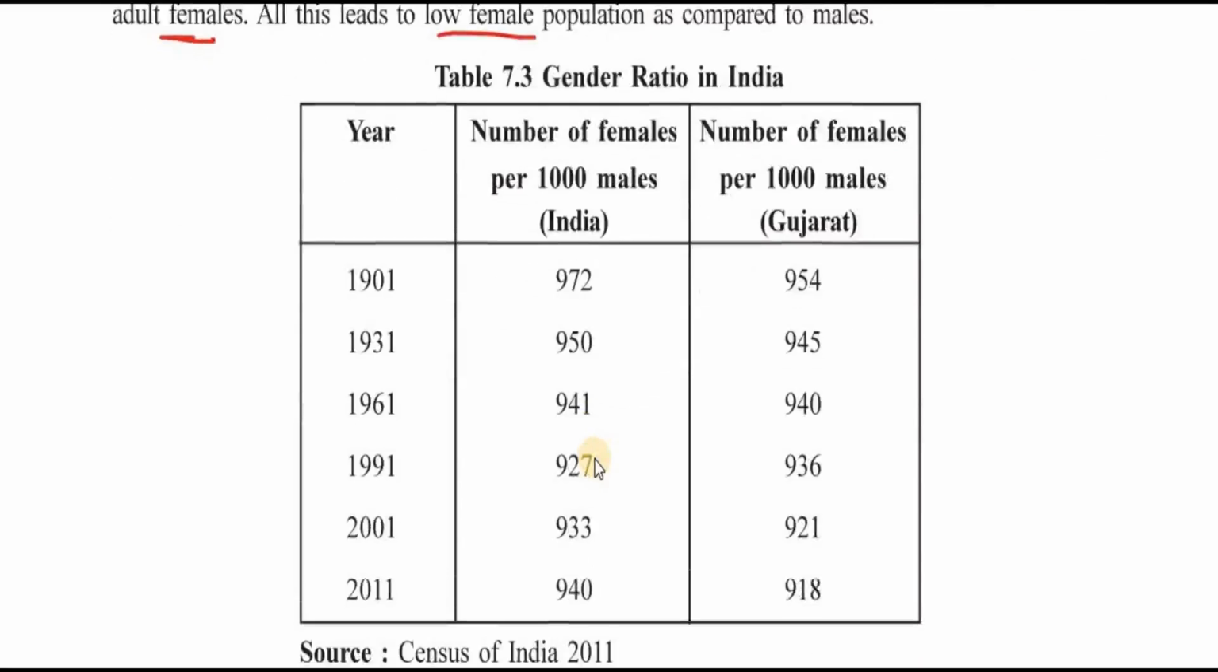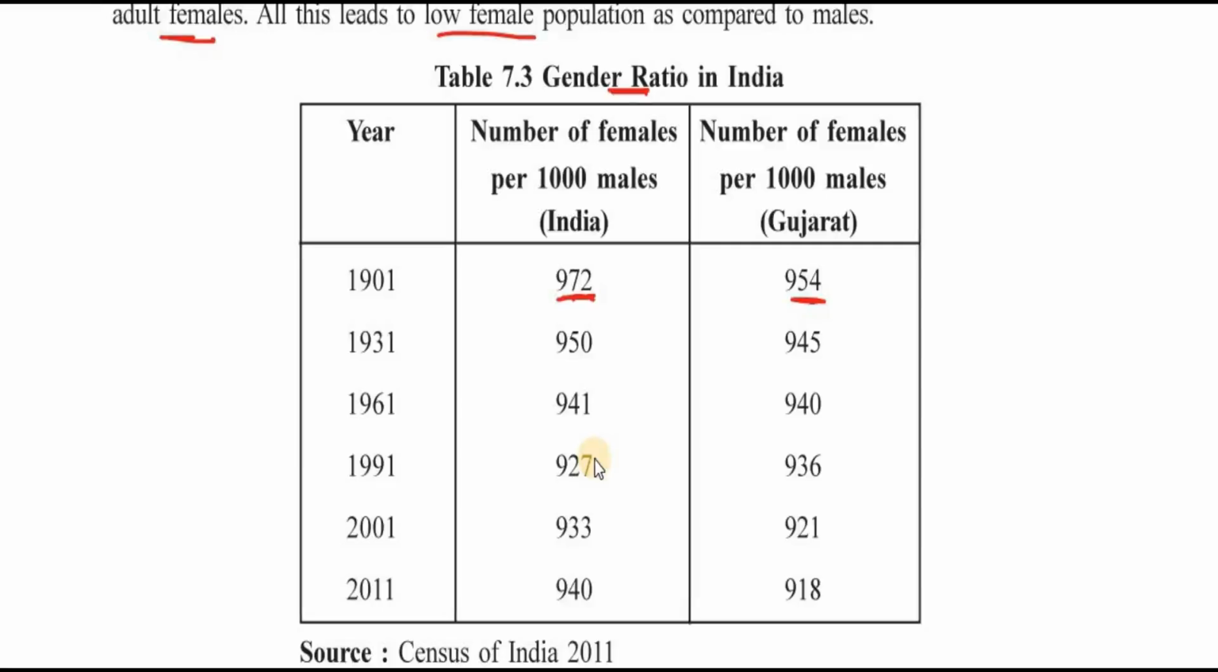In 1901, the number of females per thousand males, meaning the sex ratio, the gender ratio of India, was 972, and of Gujarat 954. See, Gujarat is quite a bit less than the average of India also. So we have a lot of scope for development in this area.